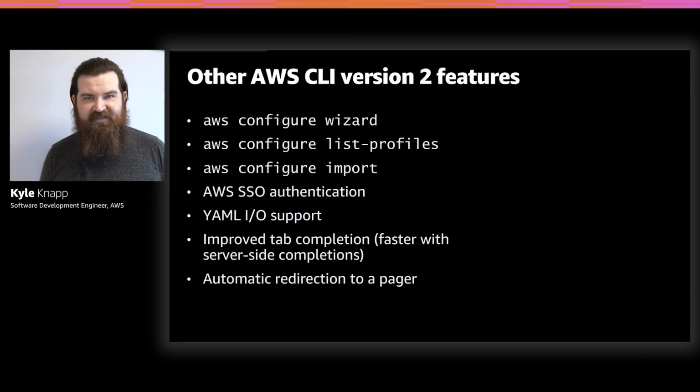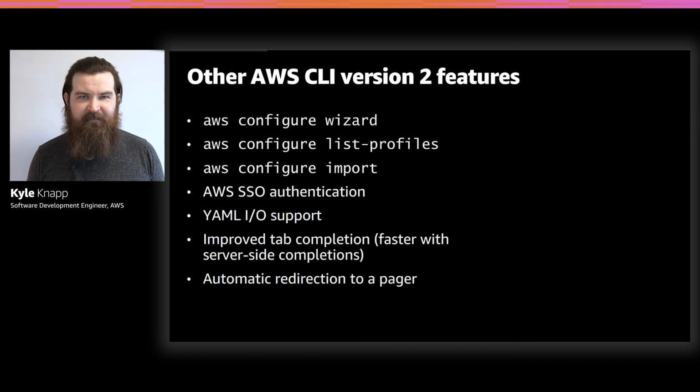And those were only just some of the new features we've added to CLI V2. On top of those, we've added more configuration commands and options to help you configure the AWS CLI. We've also made some improvements related to command I/O by supporting YAML as both input and output, faster tab completion, and redirection of command output to a pager.